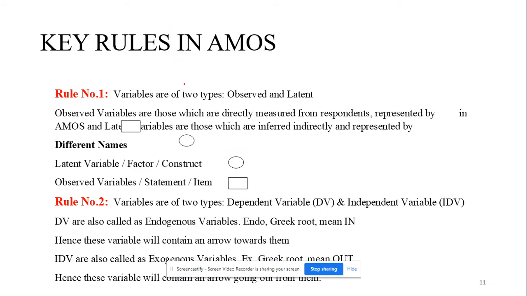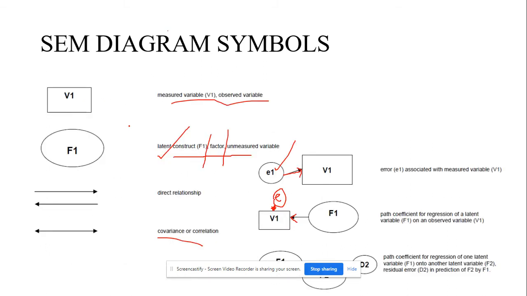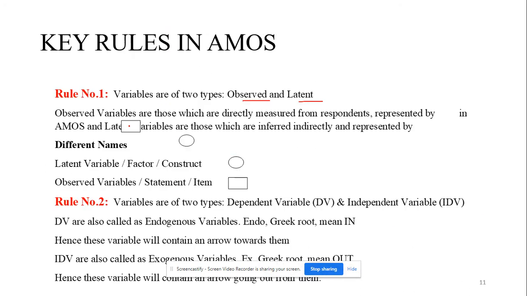So these are the few rules. I just explained to you there are two types of variables, observed and latent. Observed are those which are directly measured from the respondent, also called items, measured variables or statements. These are shown by a rectangle, and latent variables, which are inferred indirectly, are represented by the oval shape.